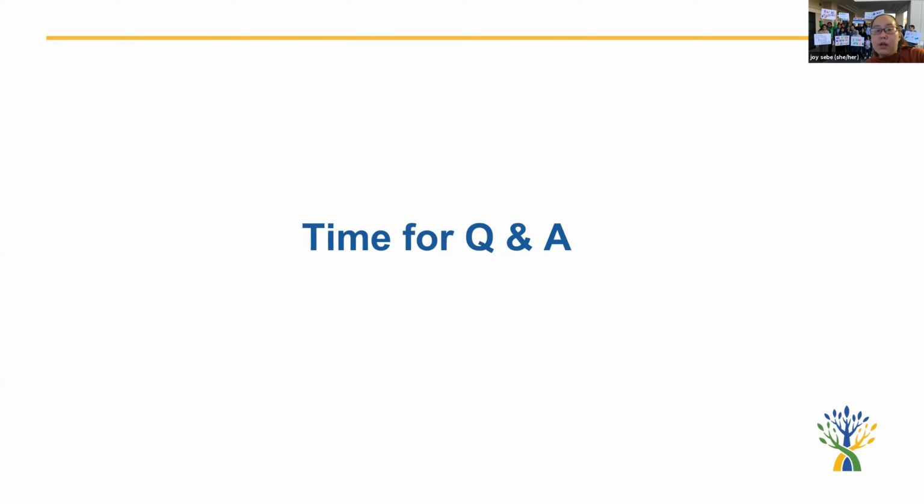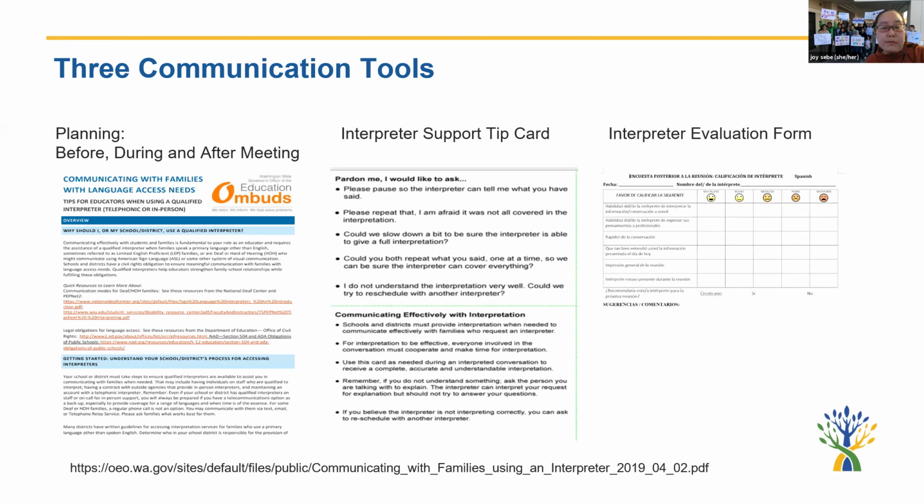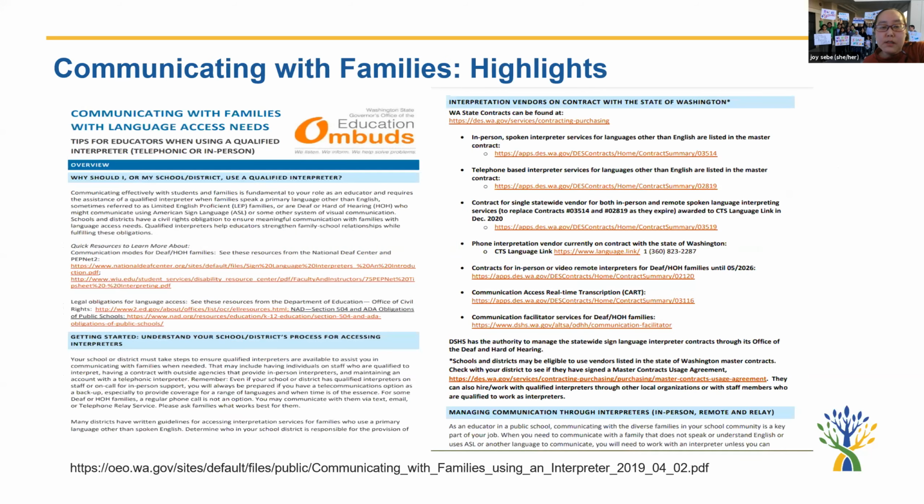Okay, if it's okay with you, Yordanos and Danielle, I'm going to move us quickly through these three communication tools without talking too much about them, because these are available online, and the interpreter evaluation form will be available on the fecinclusion.org page soon. The tool on the left-hand side is a communication tool from OEO on communicating with families, and Moses has dropped that link to the chat. This is just a wealth of information, so we highly recommend you read it.